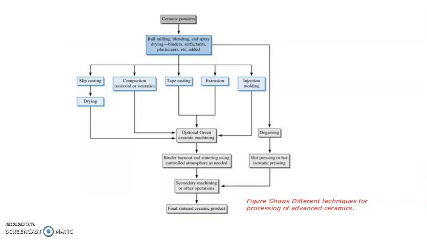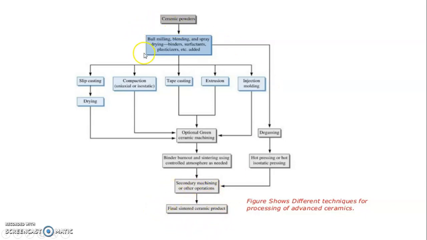Then the figure shows the different techniques for processing an advanced ceramic. Here you can see the first step, the ceramic powder. After the ball milling, blending, and spray drying operations, and adding binder substance, we give it degassing. After that, it will be applied to the hot pressing process or hot isostatic pressing process. After this process, it goes to the secondary machining operation or final finishing operation. Then we get the final product.